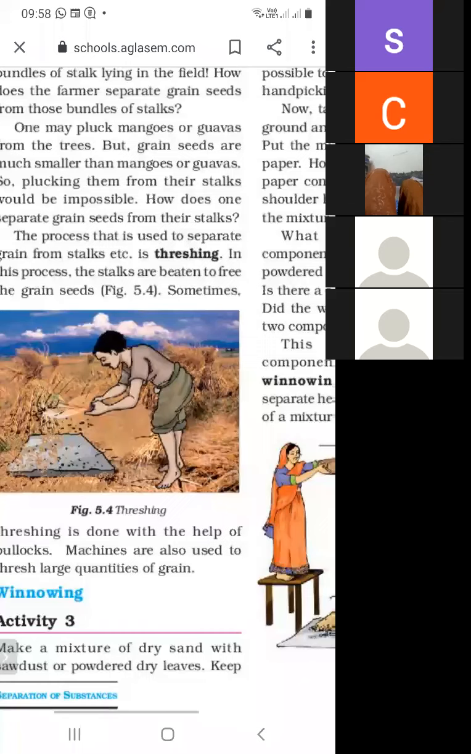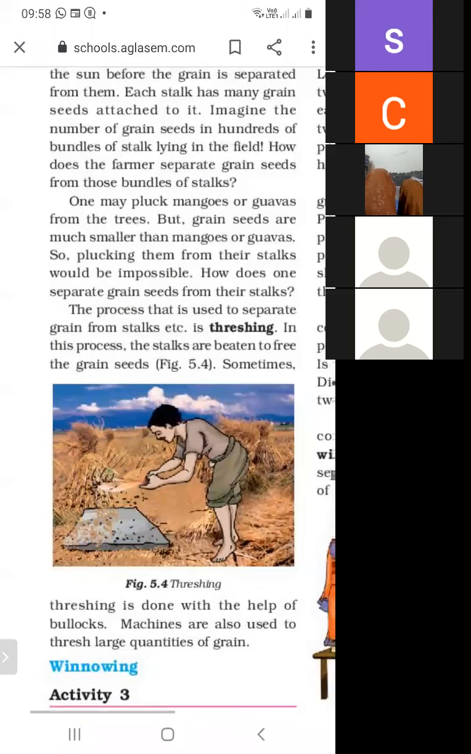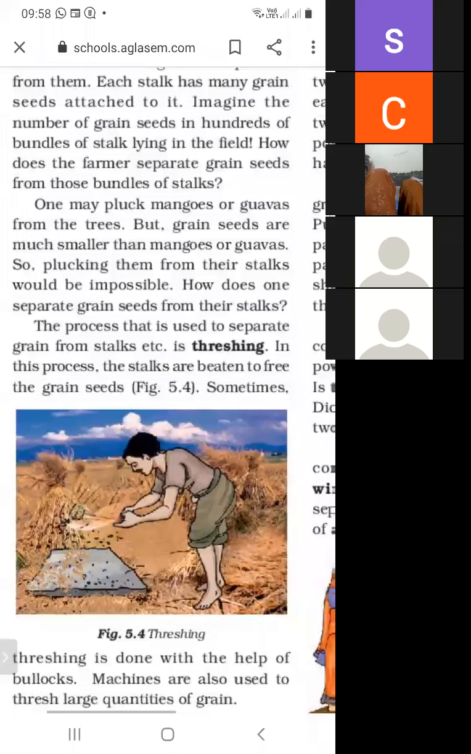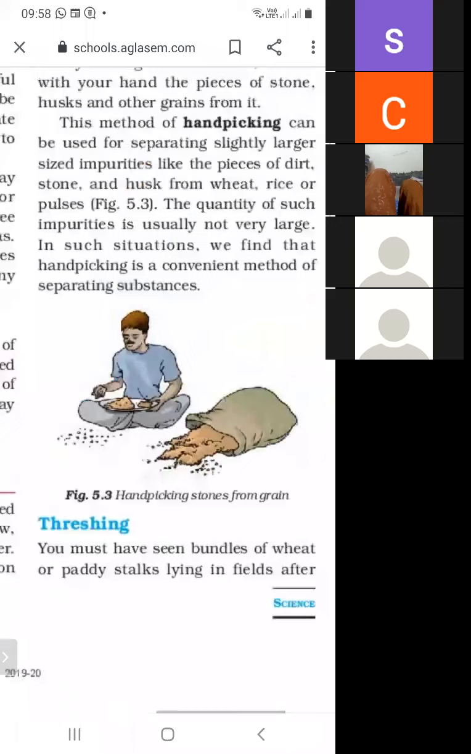So the first process is hand picking, and the next process is threshing, and the next is winnowing. And what do you mean by hand picking? If we separate two substances with the help of our hands, this process is called hand picking.